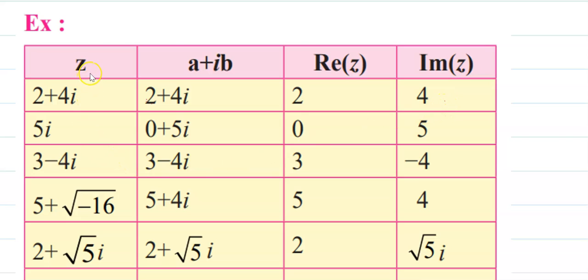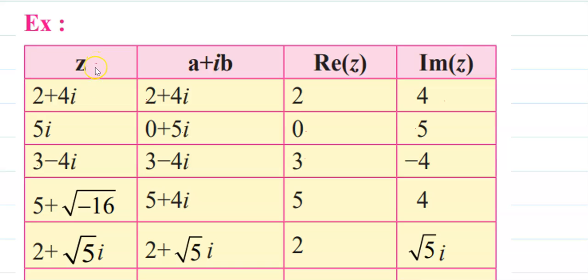Imaginary part is here 4. Next, again the second complex number z is equal to 5i. But here, what about the real part? इथे आहे का? नाही. Therefore, we can write it as 0 plus 5i. What about a here? a is equal to 0. What about the b? b is equal to 5. Next complex number z is equal to 3 minus 4i. Okay. Again, it is written in the form a plus ib. Here a is 3, b is minus 4. See this here. Real part is 3. Imaginary part is minus 4.